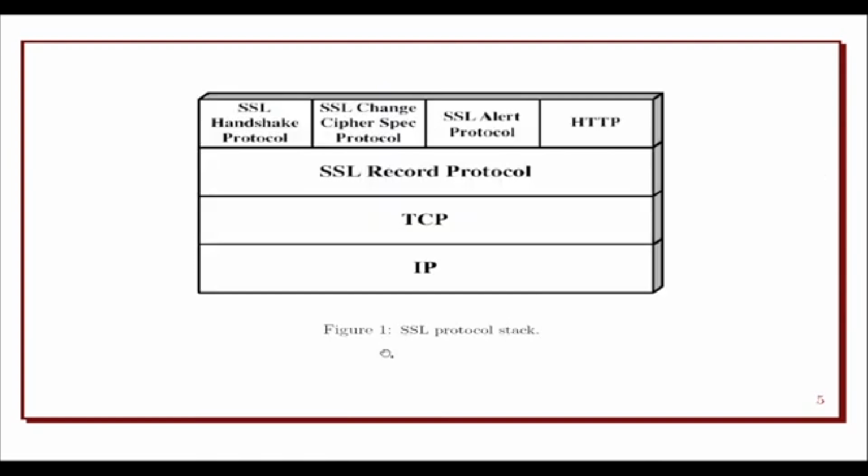So this is the structure of the SSL protocol stack. We have the IP stack, and on top of that the TCP stack. On top of the TCP stack we have the SSL layer. The SSL layer has two parts. One is the SSL record protocol, just on top of the TCP layer, and another is the top layer, which has four protocols: the SSL handshake protocol, SSL change cipher specification protocol, SSL alert protocol, and HTTP protocol. We will talk about details of these protocols.